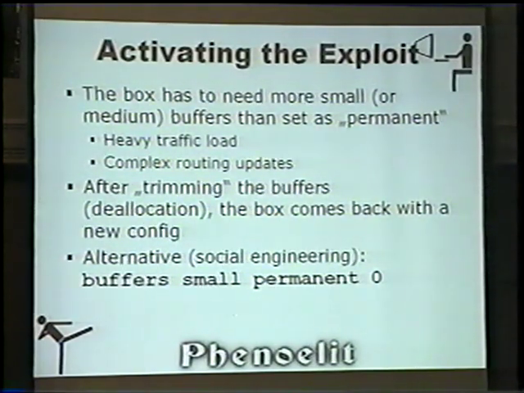What you do is you activate the exploit at some point in time by either sending heavy traffic load, complex routing updates, something like this. It figures, oops, need buffers. Best I need small buffers. Allocates buffers, buffers, buffers, buffers. You stop sending. It goes like, oh, lots of buffers. What am I doing? Ah, I free them. They get freed. Then the memory management goes, oh, lots of free buffers. Let's merge them. Boom. Executed the code.